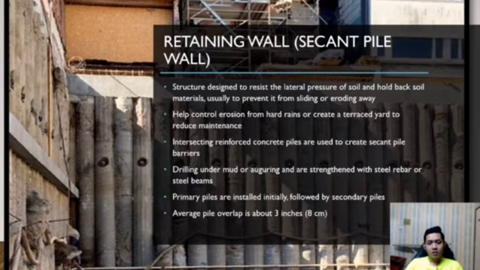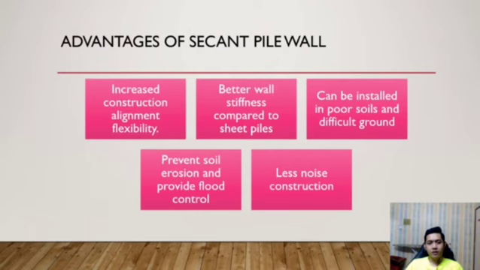The method is by using drilling under mud or augering, and strengthened with steel rebar or steel beams. The primary piles are installed initially, followed by secondary piles. The average pile overlap is about 3 inches, which is 8 centimeters. And these are the advantages of the secant pile wall.